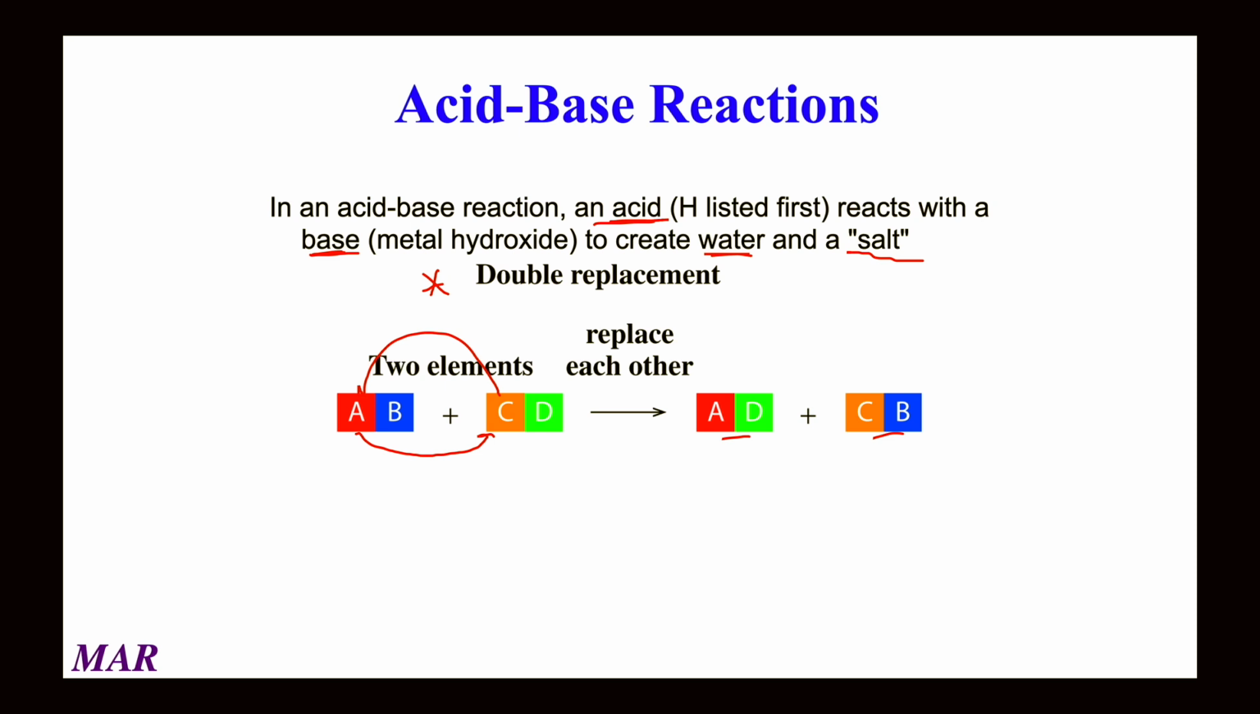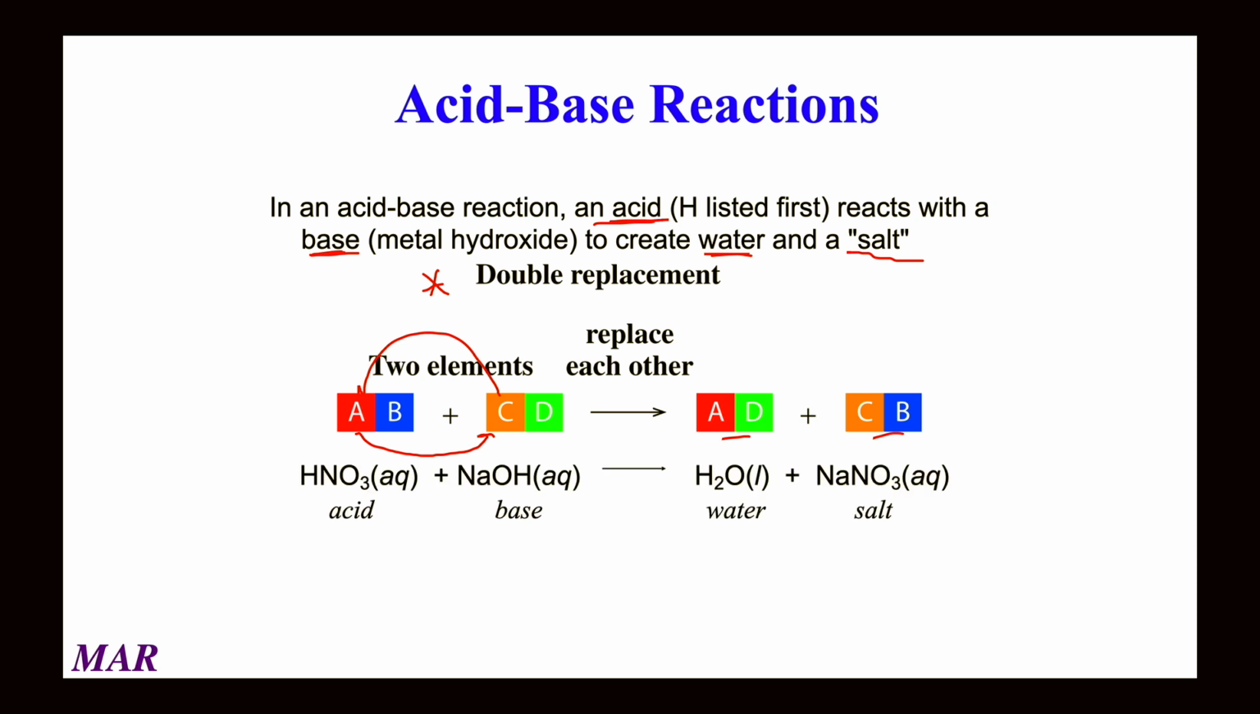Notice that a salt is not necessarily table salt, which is what we use. Table salt can be the product of hydrochloric acid and sodium hydroxide, but in chemistry, a salt is a product of an acid-base reaction. Here's an example of nitric acid, HNO3, reacting with sodium hydroxide.